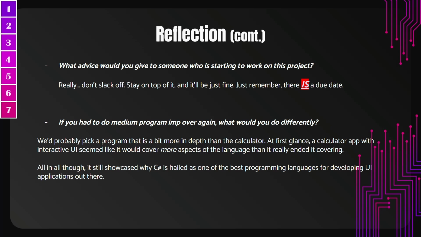So, Carson, if you had to do another medium program implementation, what would you do differently? Well, we'd probably pick a program that has a bit more features in C# shown off. At first we picked that calculator program, which was great, and I think it shows off C# UI abilities very well. But it wasn't as complex as we were hoping it would be. We'd probably pick something that shows off a bit more of C# and how it is unique.